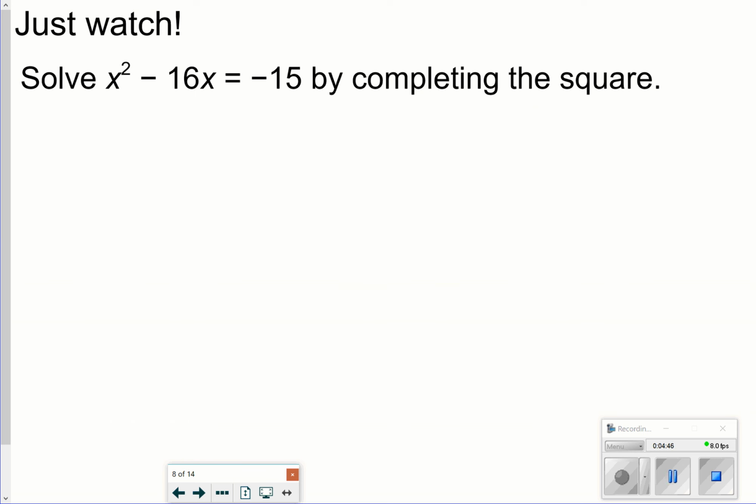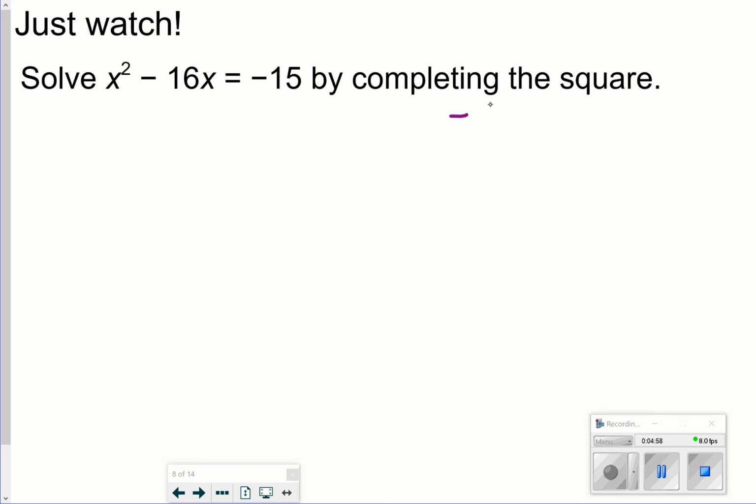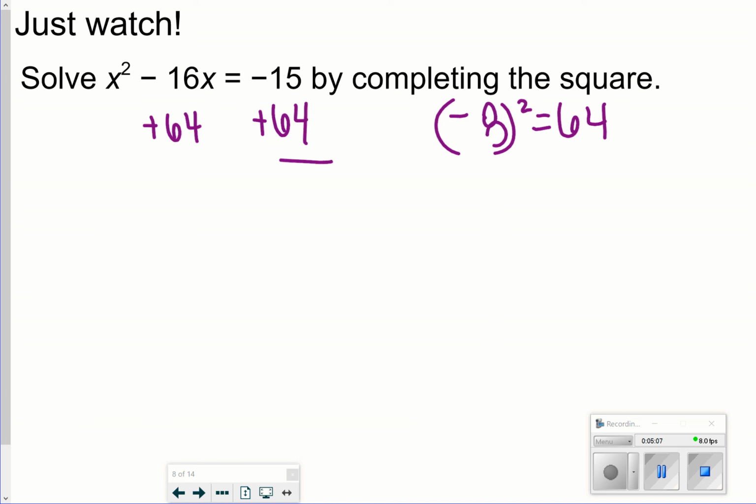So now we're going to solve by completing the square. The first thing I'm going to do is still do the same steps. Find 1/2 of b, so -16 cut in half is -8, and -8 squared is 64. So I'm going to add 64, but when I do that, I'm going to have to add 64 to both sides of my equation just to balance it. So I'm going to have x squared minus 16x plus 64 is equal to negative 15 plus 64. That's going to give me 49.